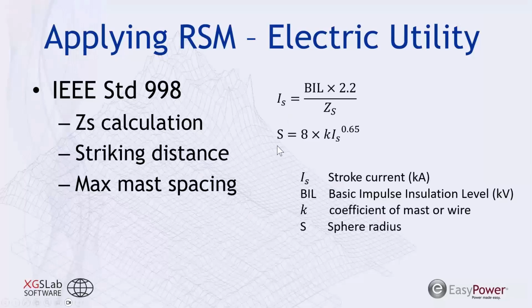And now that we have the calculation for the minimum stroke current, we can take that value and put this into our sphere radius or our striking distance. So we have S will equal 8 times the K coefficient. This is related to what type of equipment you're using to protect your system, whether that's a lightning mast or a shield wire. A mast would have a coefficient of 1.2, a wire would have a coefficient of 1, and then that is multiplied times your minimum stroke current to the 0.65.